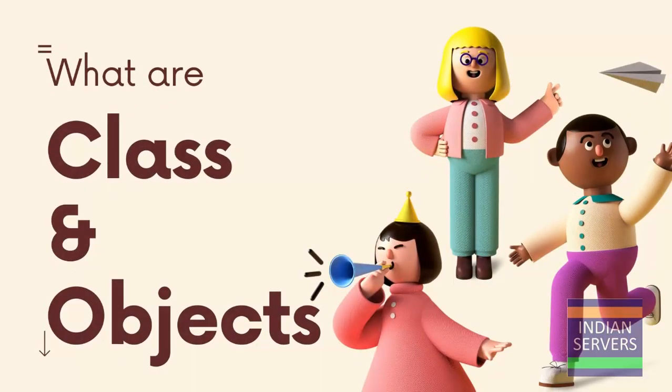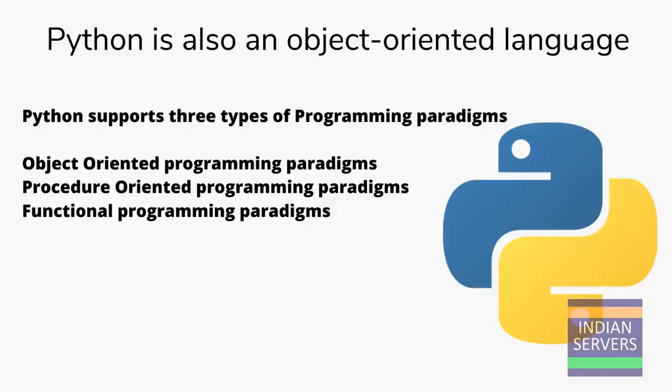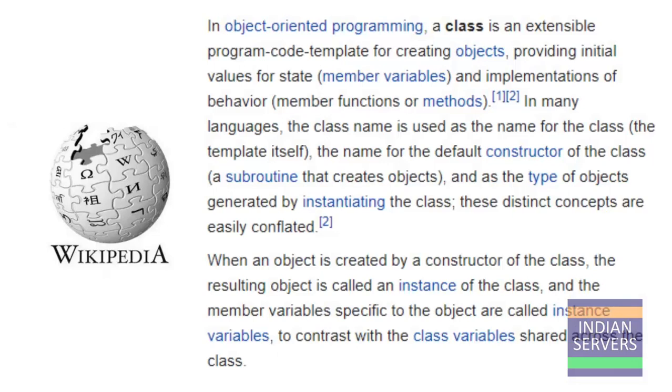What are classes and objects? Python is an object-oriented programming language. Almost everything in Python is an object with its properties and methods. Let me explain it in a simple way.